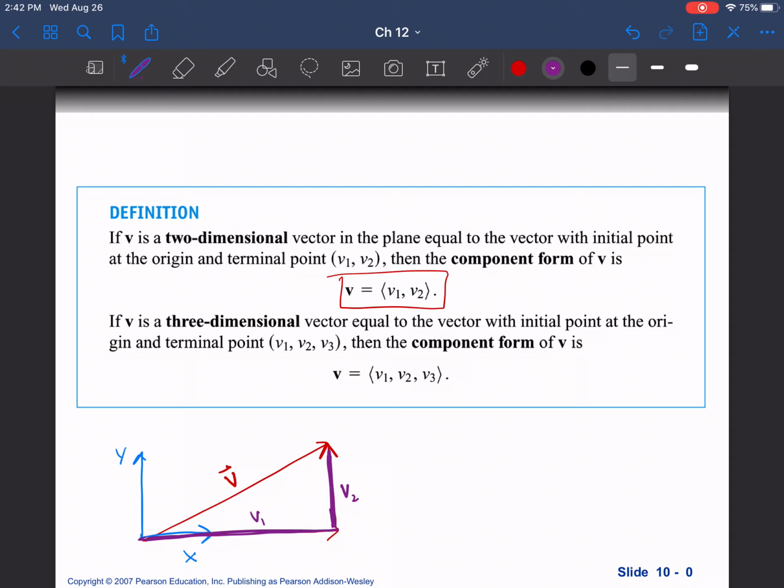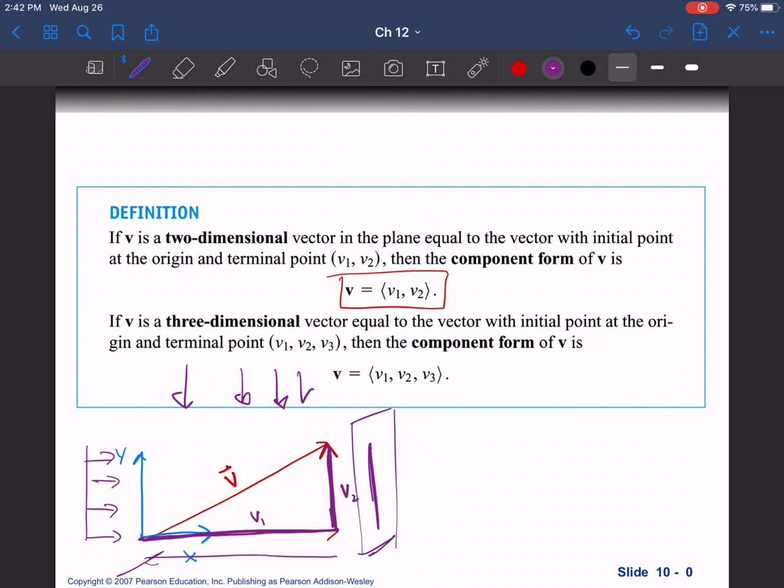If I put a bright light right here and shone light this way, you can think of this component as essentially the shadow length. Say there was a wall here and I shine this light on it, the length of the shadow that would be produced would be the component. That would be called the y component. And if I shine light from above like this onto some other wall, the length of the shadow here would be the x component.